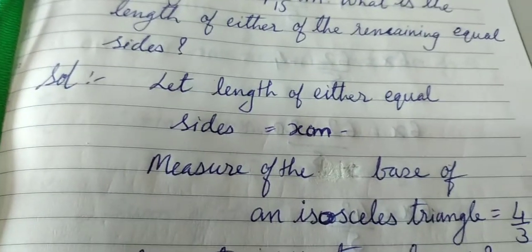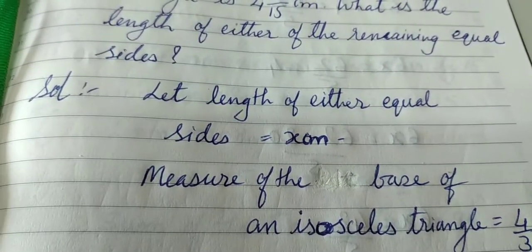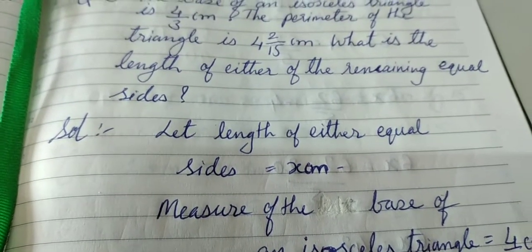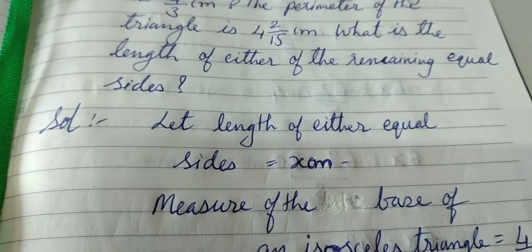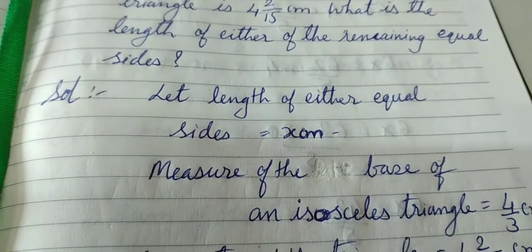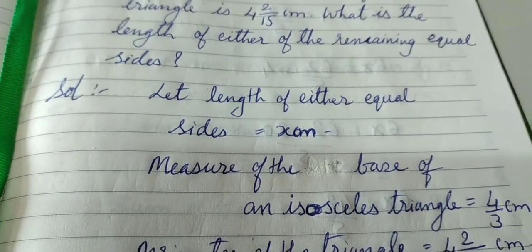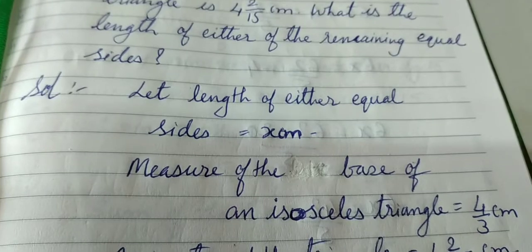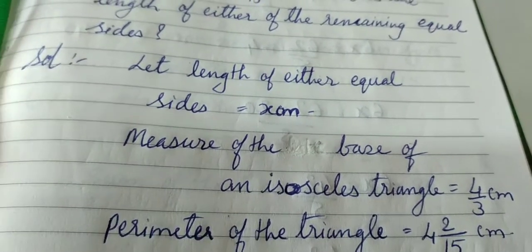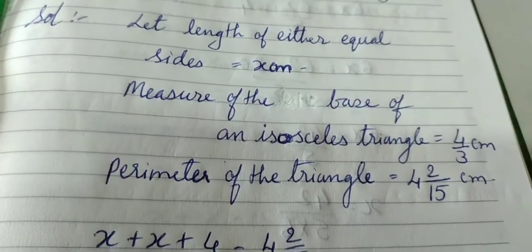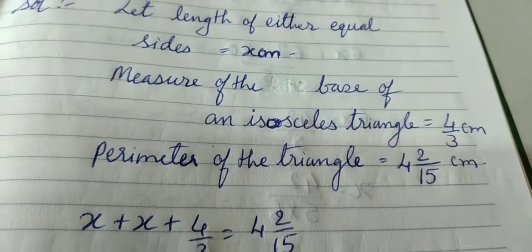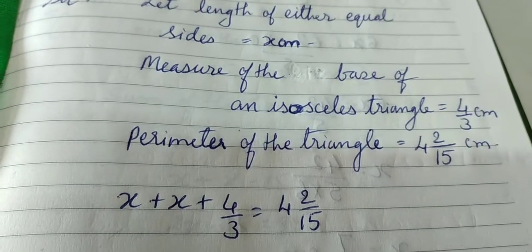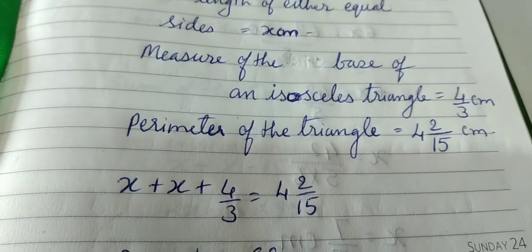Okay, so first we will assume the length of the equal sides, which is not given to you. We may assume it as x centimeter, right? The measure of the base of an isosceles triangle, that is the third side which is given, we are writing it here: 4 by 3 centimeter. Perimeter of the triangle is 4 integer 2 by 15 centimeter. And how do we write the perimeter? x plus 4 by 3 is equal to 4 integer 2 by 15.